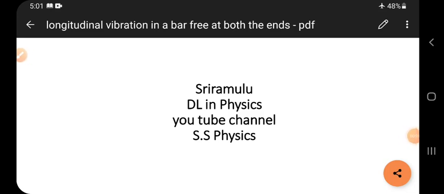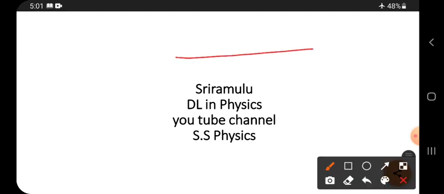Today's important topic is longitudinal vibration in a bar free at both ends. So a bar with free ends means it is not fixed to anything. We have already discussed the case when both ends are free and when both ends are fixed.